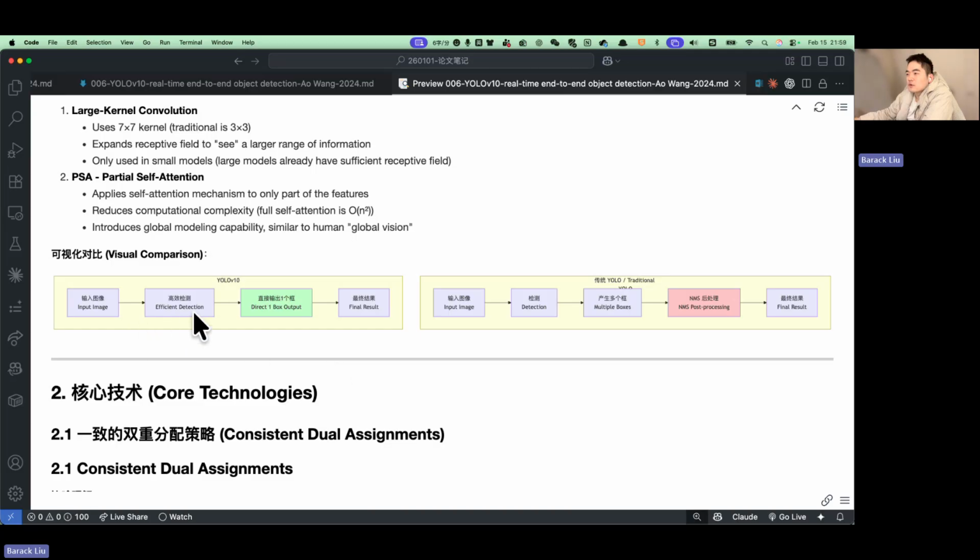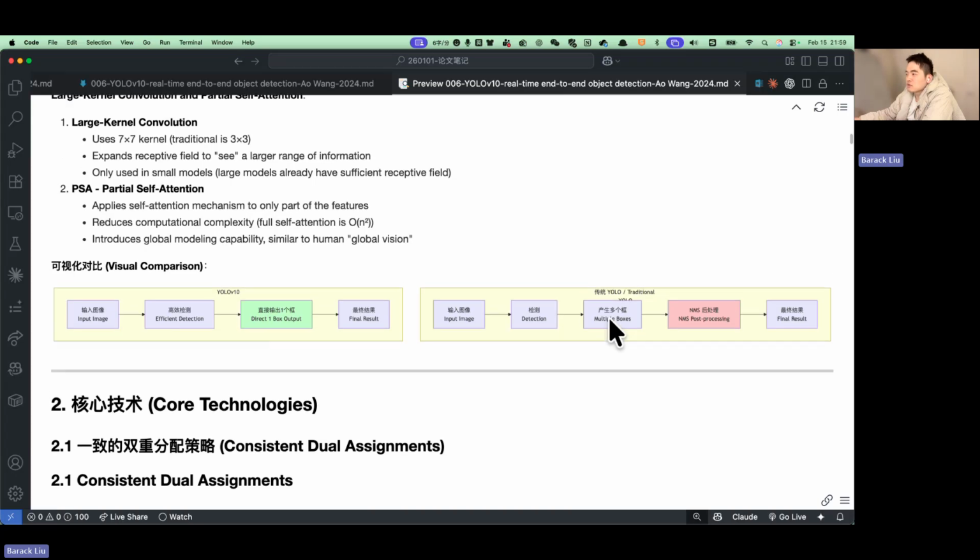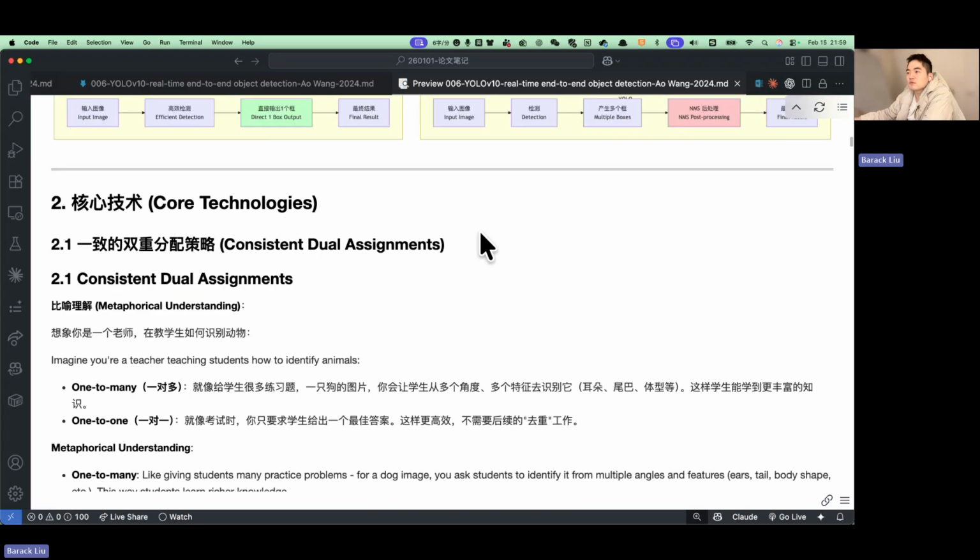So for YOLOv10: input image, efficient detection, direct one box output, final results. But for traditional YOLO: input image, detection, generate multiple boxes. And we need to do NMS post-processing to have the final results. Okay, core technologies.